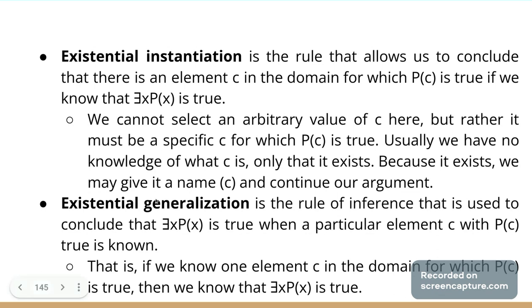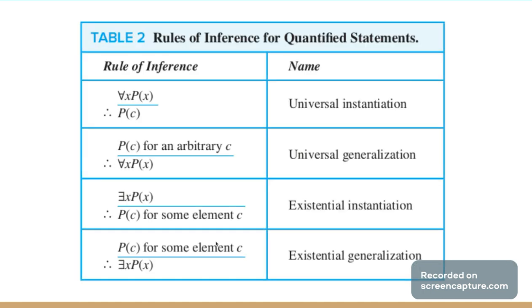Now, existential generalization. This is the rule of inference that is used to conclude that there exists x, P of x is true when a particular element C with P of C is known to be true. So there exists x, P of x is true if we know that there is one element C for which P of C is true. Okay, this is existential instantiation and existential generalization.